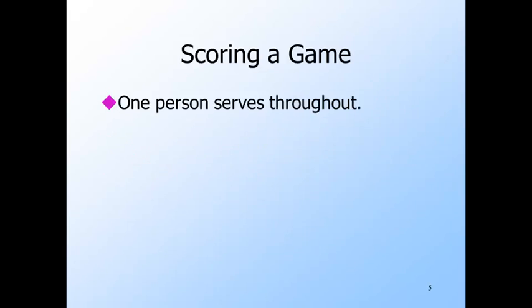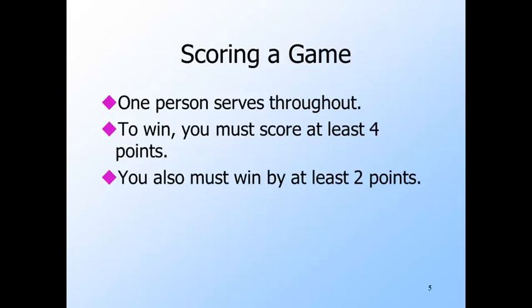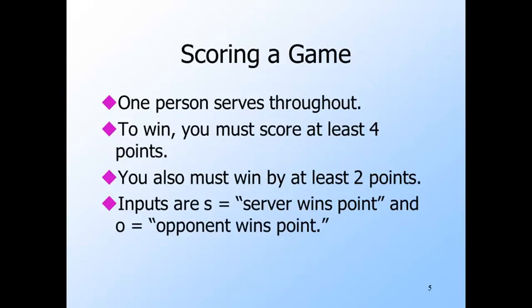We'll talk about scoring a game. One player is server throughout the game. To win the game, you must have at least 4 points, but you also must win by at least 2 points. The states we are going to use for the scoring automaton represent the numbers of points won by each player, and they have strange names, which we'll see as we go. The inputs are events in which one player wins a point, S for the server wins, and O for the opponent wins. It is common to represent a finite automaton by a graph, with nodes for states and arrows labeled by the input for transitions.